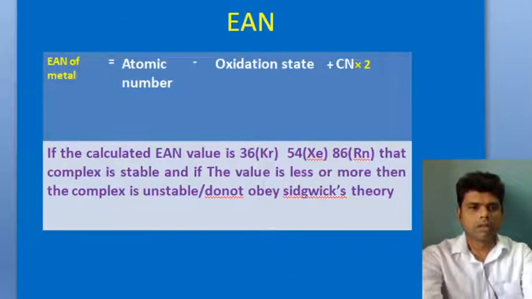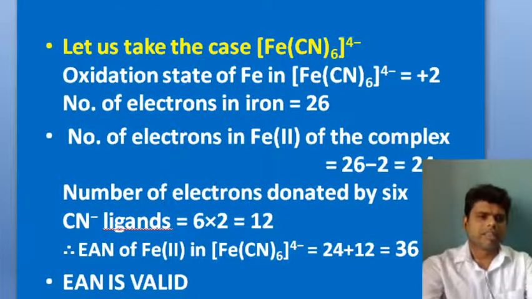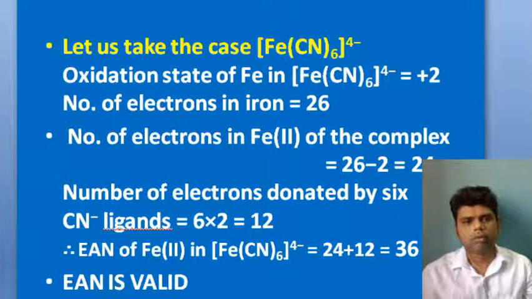Then let us see one or two cases where EAN is given. So let us take [Fe(CN)6]4−, the hexacyanoferrate(II) ion. What is the central metal ion here? Fe2+. Ferrate(II) we have written as hexacyanoferrate. Hexa indicates 6 cyanides are there.